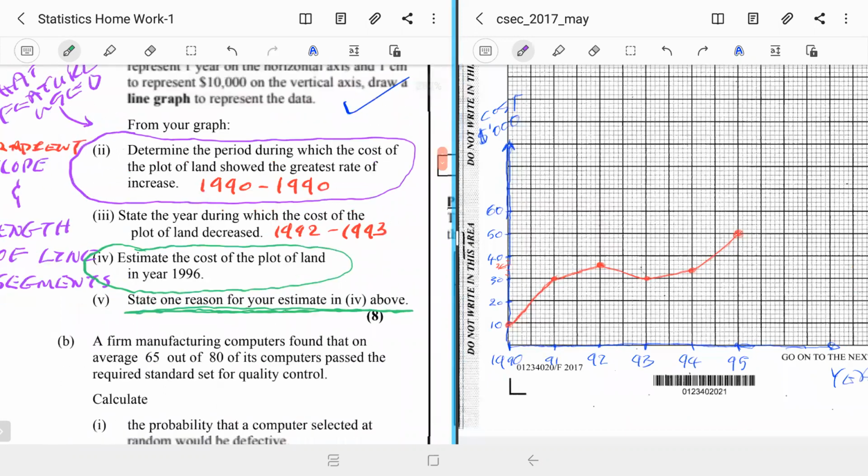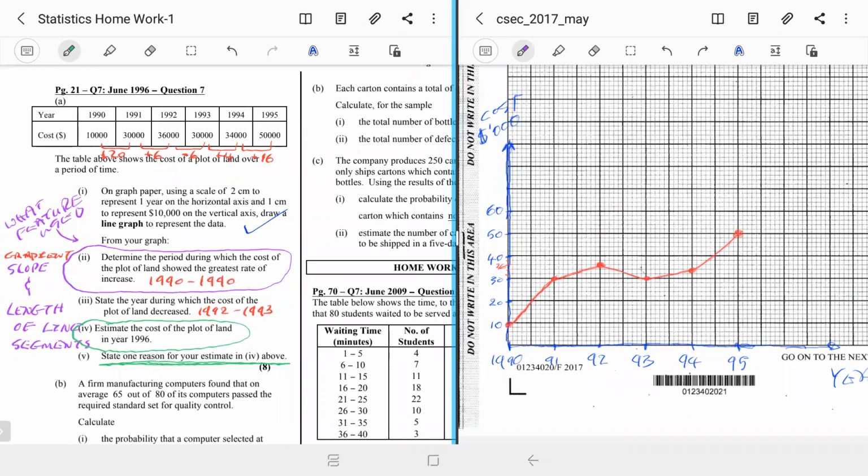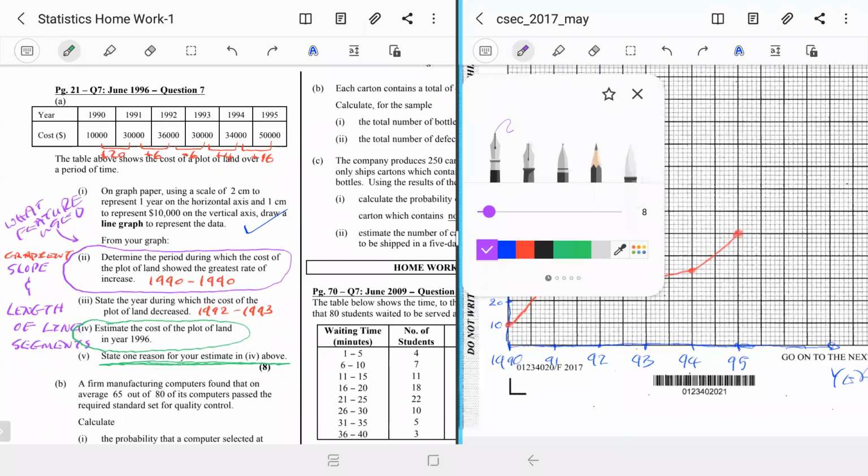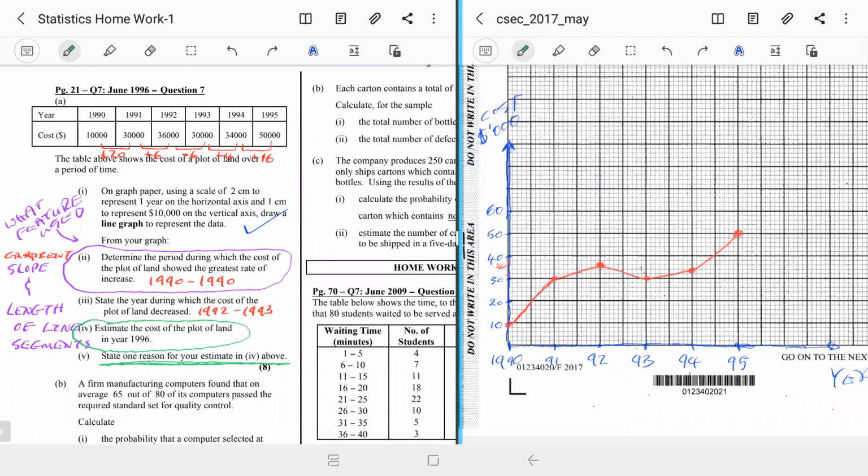Anybody have an idea how we can estimate what 1996 is going to be? I'm going to show you that we can also use a table to do it. Anybody can tell me? Sir, can I try? Yeah, go ahead. So let me mark 1996 on the graph. So 1996 is going to be right here. You can see it? 96. And you want to know what the cost in 1996 is going to be, estimated from the information that you have so far.